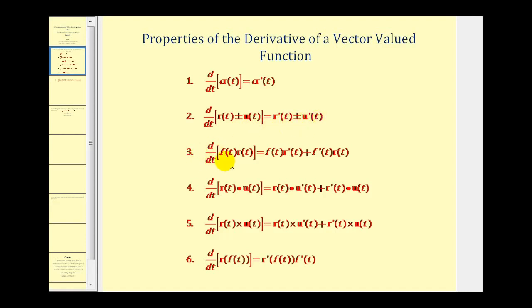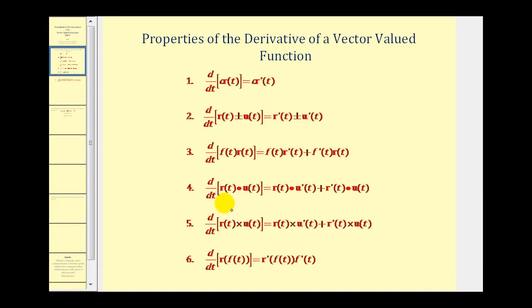This third property states if we have a function in terms of t times a vector-valued function, it's going to equal the function in terms of t times the derivative of the vector-valued function plus the derivative of the function times the vector-valued function r of t. This should remind you of the product rule, but in this case keep in mind that f of t is a function in terms of t and r of t is a vector-valued function.